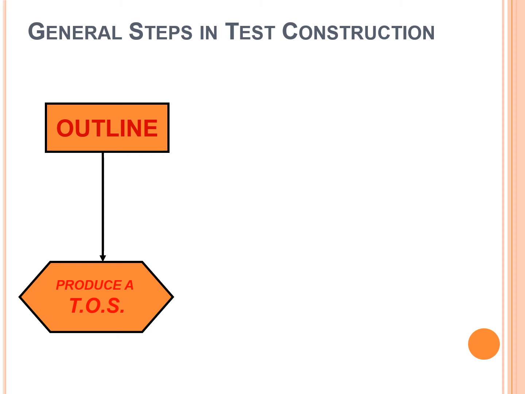So after making the outline, I'm sorry, I need to repeat actually. Before the outline, there should be an objective. If you have ever looked at the book from Douglas Brown, page 42, it has been written clearly that there are 5 steps in constructing a good test.